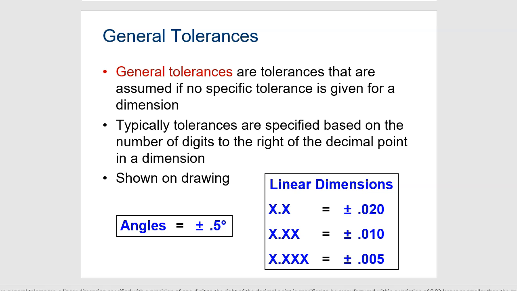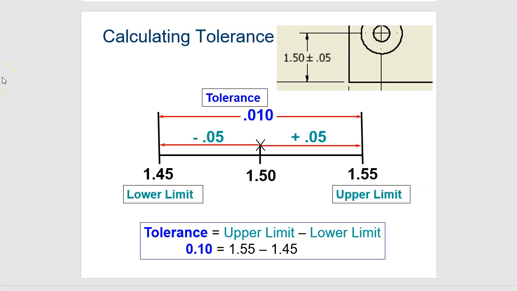Okay, let's talk about calculating the upper limit, the lower limit, and the tolerance. In this example, they show a 1.5 plus or minus 0.05 measurement, and this is a bilateral tolerance applied to that measurement. It means that as long as it's within plus or minus that amount, you're okay. If it's outside of that, it's bad. To calculate the upper limit, you take 1.5 plus your tolerance, 0.05, and that gives you an upper limit of 1.55. To find your lower limit, you take the measurement target minus 0.05 and you get 1.45.